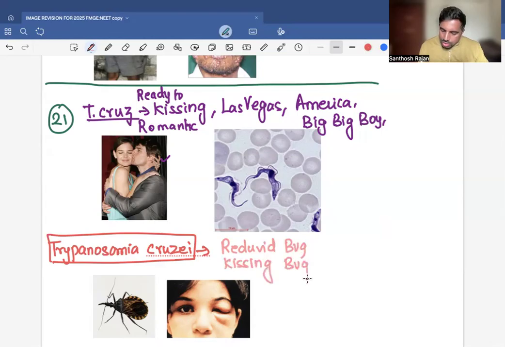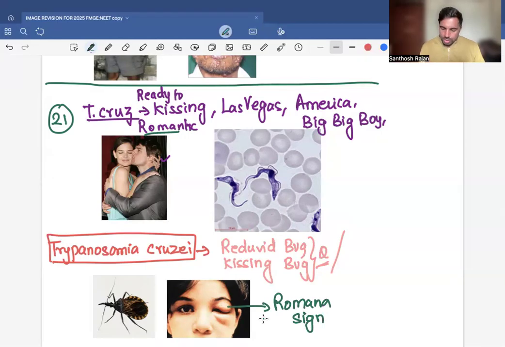They can ask you this or that. Definite question, expected question. Okay, ready to kiss. Why did I say this? A romantic guy, because you see this sign called Romana sign, just a swelling, periorbital swelling, Romana sign. Okay, very important. Also question.